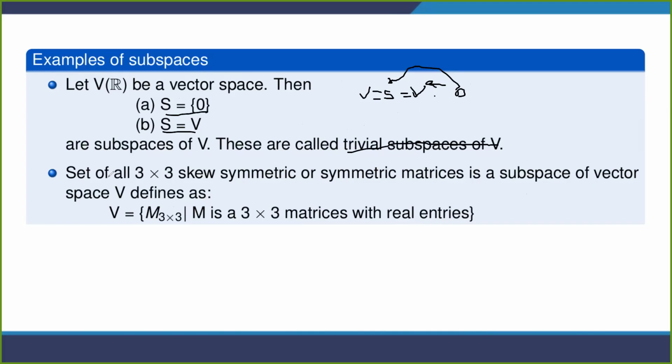Then the second example is that the set of all 3 cross 3 skew-symmetric matrices or symmetric matrices is a subspace of the vector space V, which is defined as V equals M3 cross 3. M is the set of 3 cross 3 matrices with real entries. So we say, as for ML, we get real entries only. Now, what are skew-symmetric and symmetric matrices? I'll tell you with a brief example. You'll understand it very quickly.